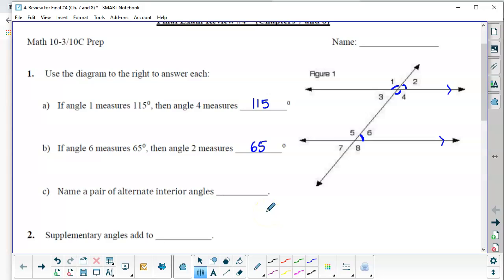Name a pair of alternate interior angles. So interior means between the parallel lines. Alternate means on alternate sides of the transversal. So that would be 3 and 6, or we could say 4 and 5.